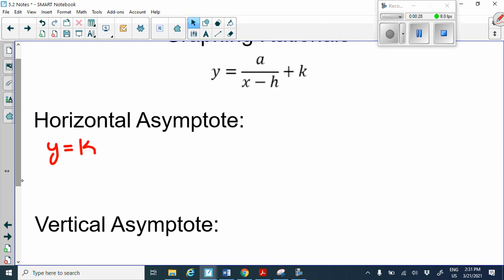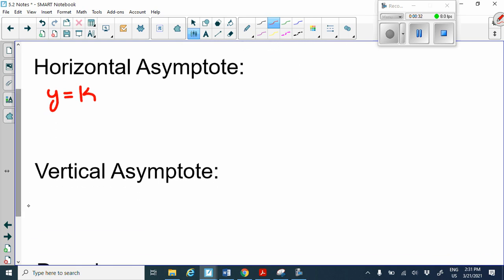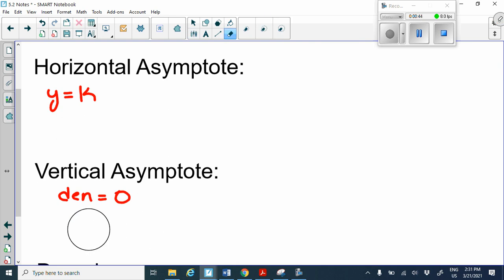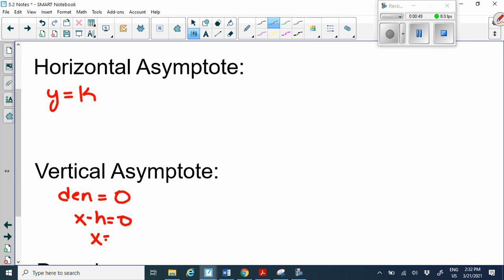Okay, and then our vertical asymptote, that's going to be dealing with our denominator. So all we have to do is set our denominator equal to 0. So basically, if we had x minus h equals 0, that means our x is going to be whatever the h value is. There you go. Whatever the h value is, that's our vertical asymptote.